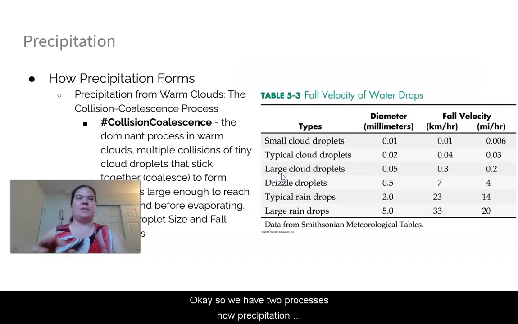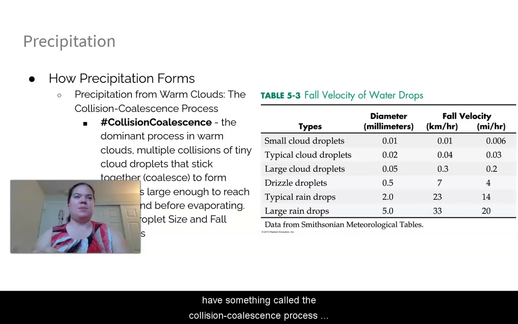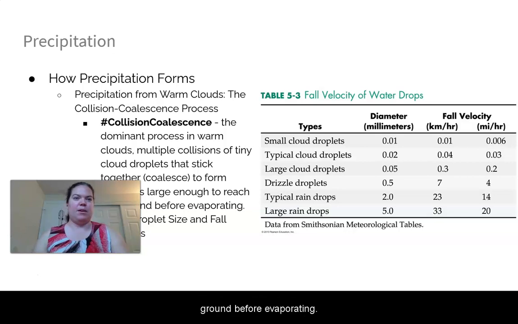Anyways. Okay, so we have two processes of how precipitation forms. I will start with warm clouds. So in warm clouds, we have something called the collision-coalescence process. So this is the dominant process in warm clouds. It's by multiple collisions of tiny cloud droplets that stick together or coalesce to form rain droplets large enough to reach the ground before evaporating.